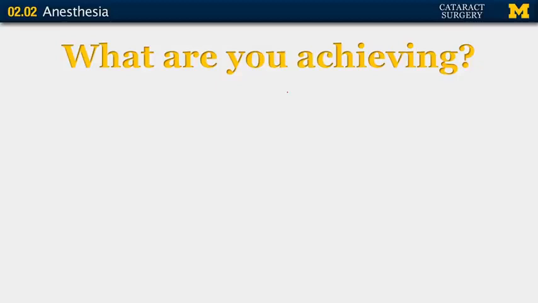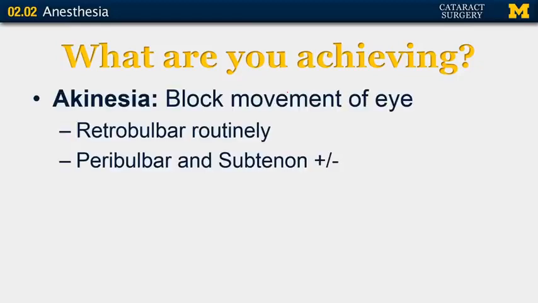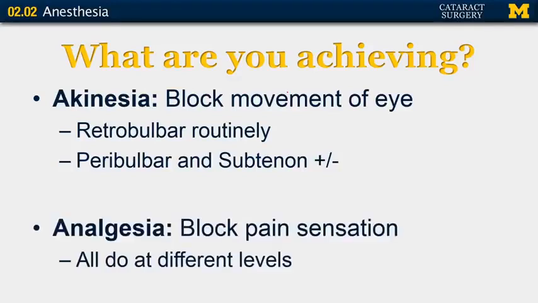Ultimately, what are you achieving with all of these different types of anesthesia? Akinesia is blocking the movement of the eye. Retrobulbar block does this routinely, since it's placed in the intraconal space and anesthetizes cranial nerve 3 and 6. Peribulbar and sub-Tenon's block may or may not achieve akinesia, since they rely on diffusion of the anesthetic into the intraconal space. Analgesia is blocking pain sensation, and all of the different types of anesthetics should do this at different levels, with the exception of the facial nerve block.